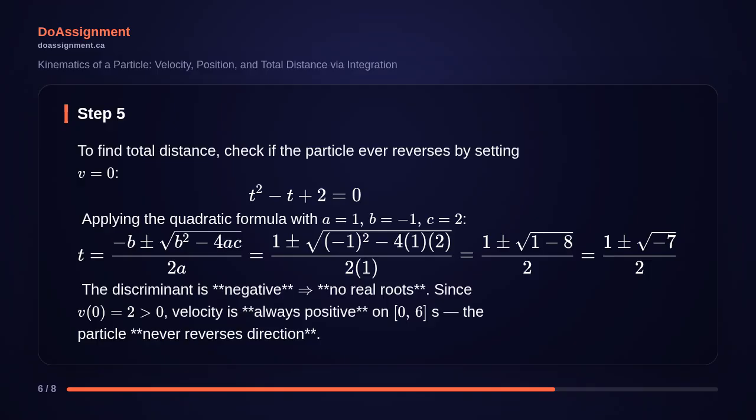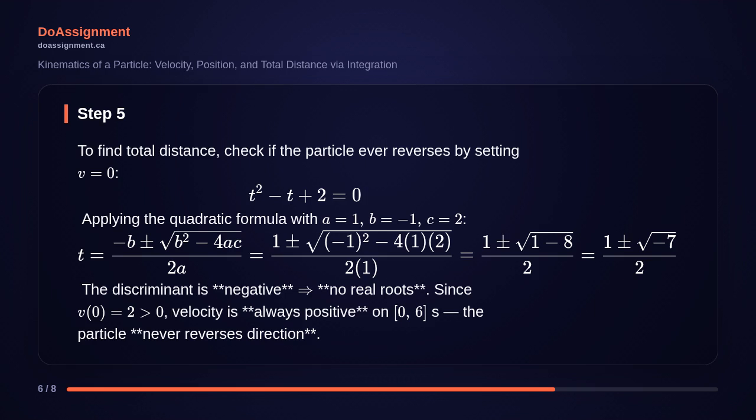To compute total distance, we must check if the particle ever stops and reverses. We set the velocity equal to 0 and apply the quadratic formula with a equals 1, b equals negative 1, and c equals 2. The discriminant is 1 minus 4 times 1 times 2, which equals 1 minus 8, giving negative 7. A negative discriminant means there are no real solutions.